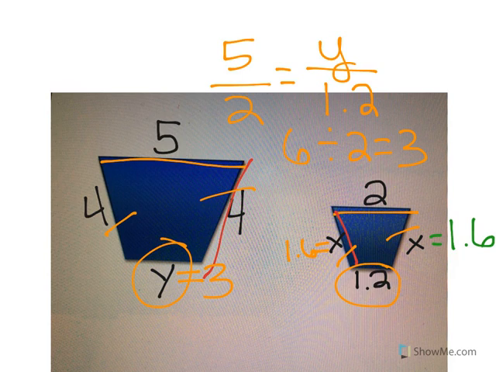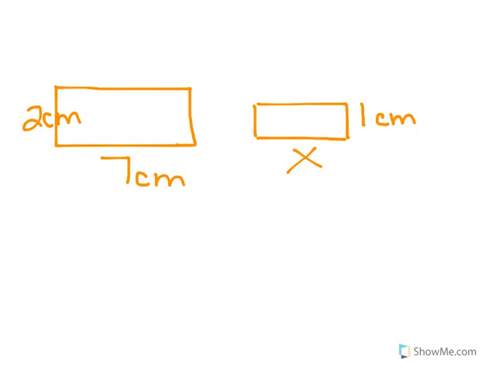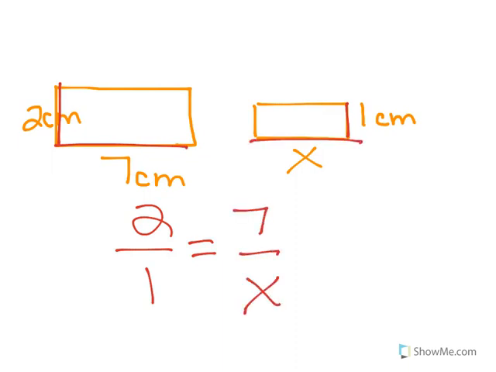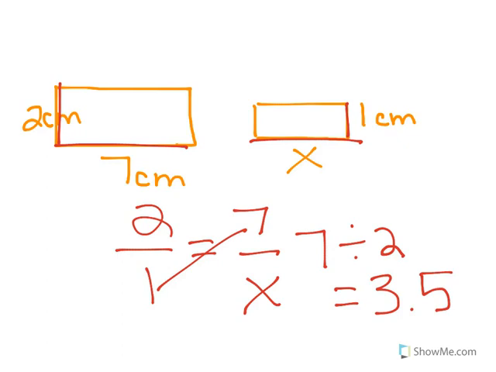Let's take a look at another example. So here's another example. Let's look at setting a proportion up. We have rectangles this time, so we only have one missing side. So we have 2 would correspond to 1, and we would have 7 corresponding to x. So this one's pretty easy. 1 times 7 gives me 7, and 7 divided by 2 gives me 3.5. So the missing side is 3.5.